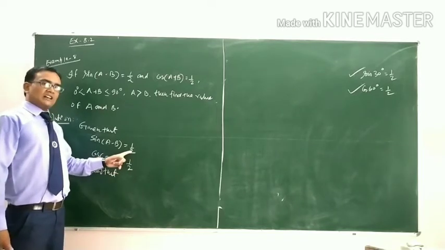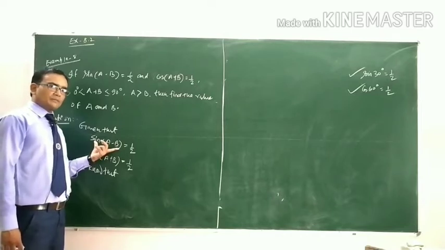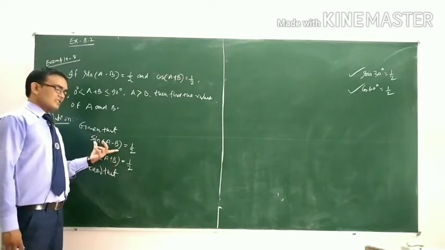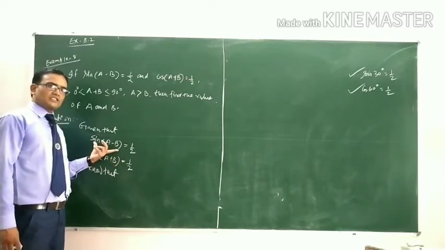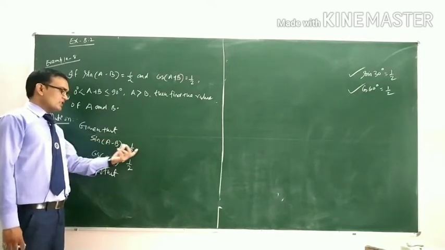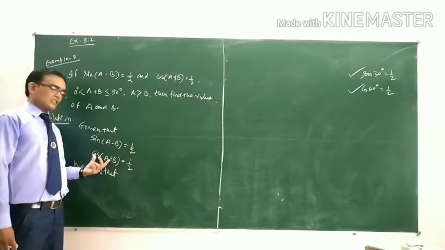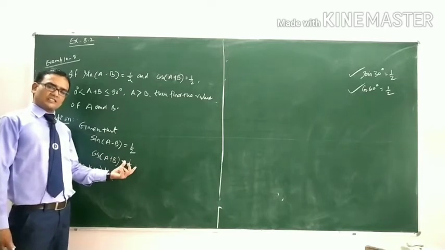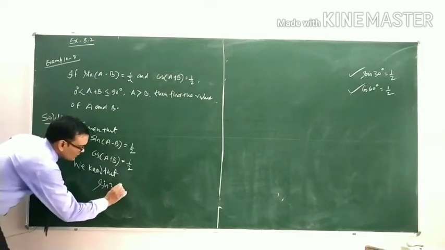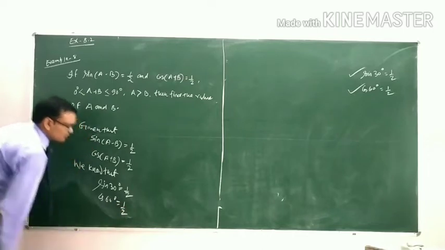Because the left hand side of this equation is the sin A plus B, and the left hand side of this equation is the cos, the left hand side of this equation is the sin A minus B. This is the form of the sine. Then we put here sin 30, and this is the cos A plus B. Then put here cos 60. Okay students, we know that sin 30 equals 1 by 2, cos 60 equals 1 by 2.